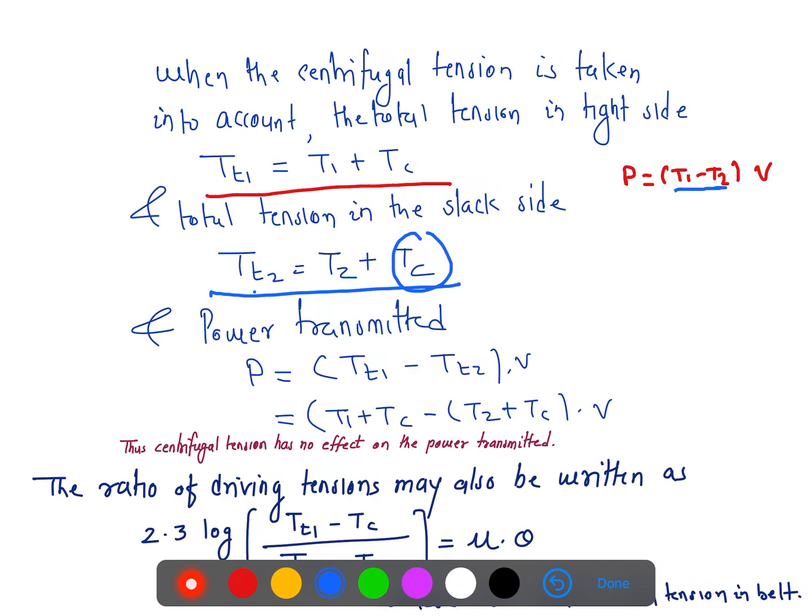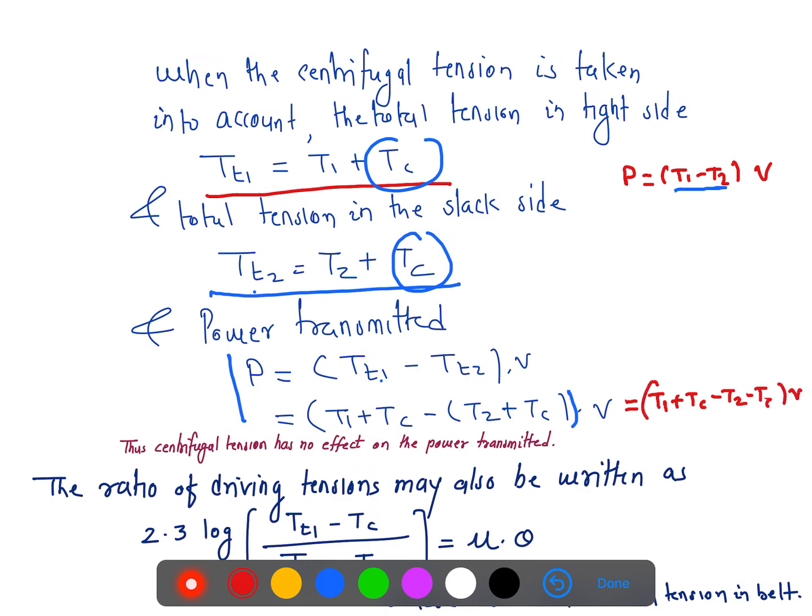Now this factor Tc is included in T1, and the power transmitted P is equal to Tt1, that is total tension, minus Tt2 into V. This Tt1 is nothing but T1 plus Tc, minus Tt2, that is T2 plus Tc, into V. If I look at this expression, T1 plus Tc minus T2 minus Tc into V.